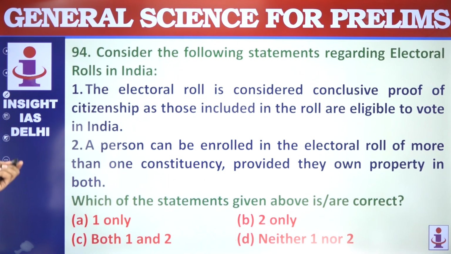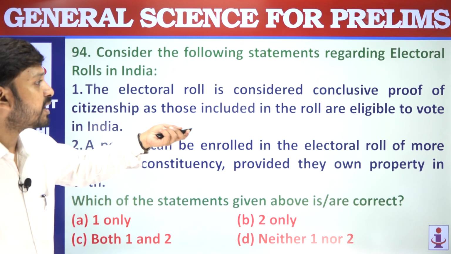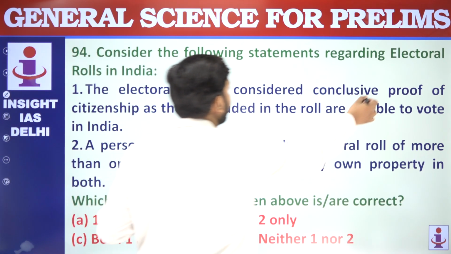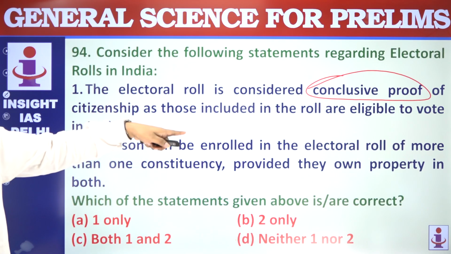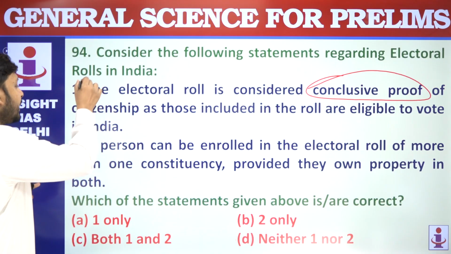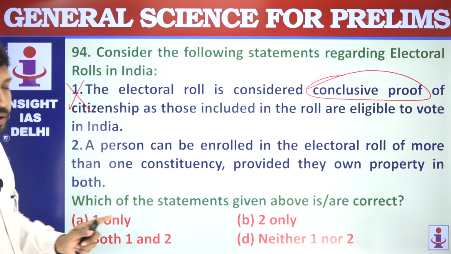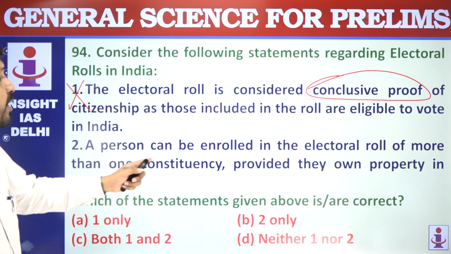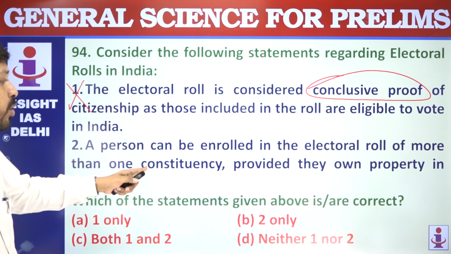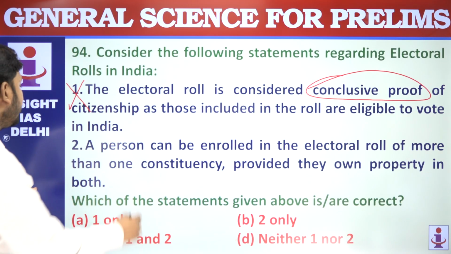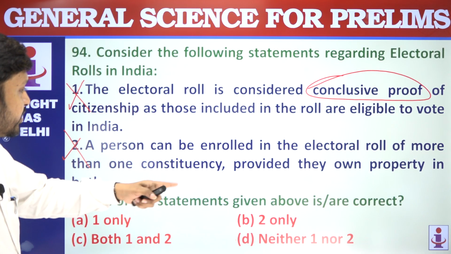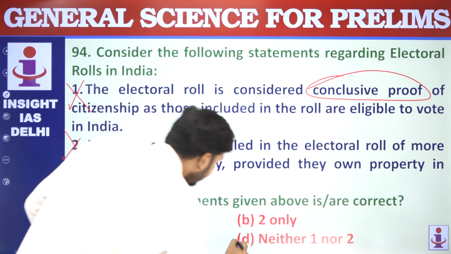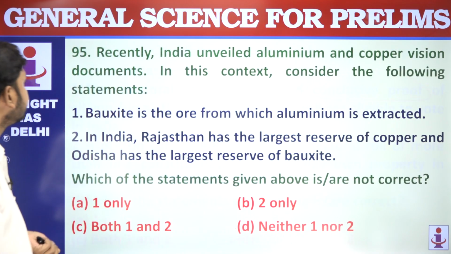Next one. Consider the following statement regarding electoral rolls in India. The electoral roll is considered a conclusive proof of citizenship, as those included in the roll are eligible to vote in India. No, it is not a proof. A person can be enrolled in the electoral roll of more than one constituency provided they own property in both. No, they can enroll in only one constituency. So which of the following is correct? Both are wrong, so neither is the answer.